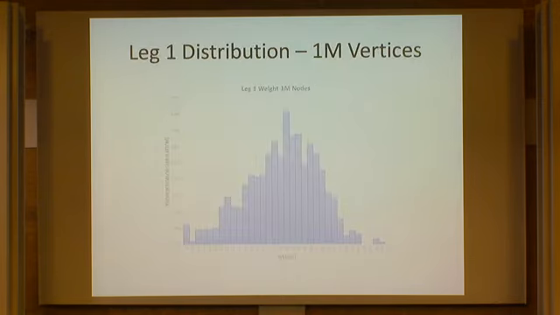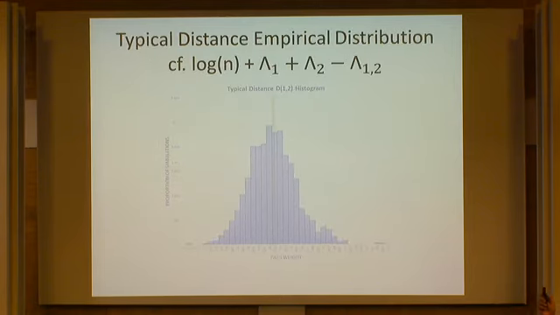Okay, so we also looked at the distribution of the weight of the longest leg, I think, or one of them. I'm not sure which. Okay, so here we looked at how the fluctuations look in the shortest path problem. For the shortest path, the typical length should be log n plus these Campbell's minus a third.